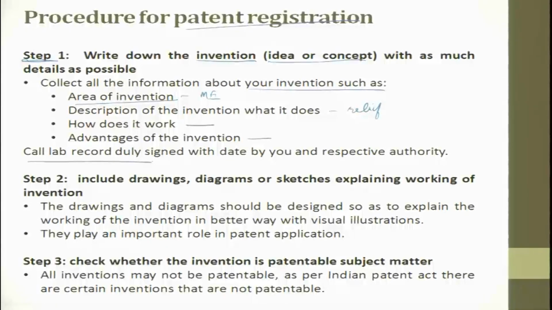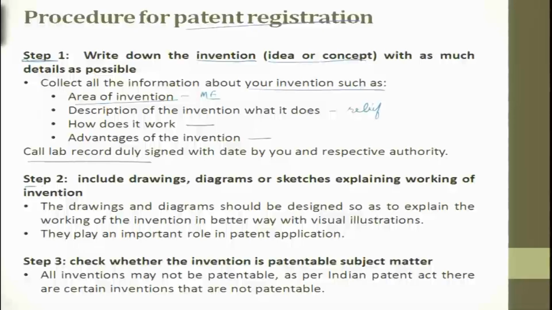Here a daily report has to be recorded, which is very important when you start working for your PhD or even a master thesis or for a patent. You have to maintain a lab record, okay. Then step 2 is to include all the drawings, diagrams, sketches explaining the working of the innovation. A schematic diagram is fine, but if you can draw an engineering drawing, that is excellent. Drawings and diagrams should be designed so as to explain the working of the invention in a better way with visual illustrations as much as possible. They play an important role in the patent application.